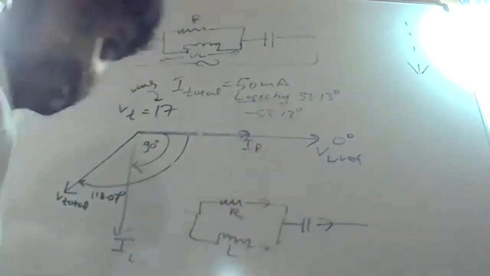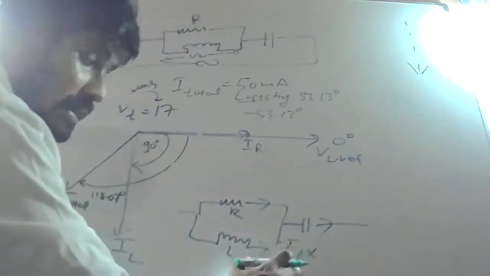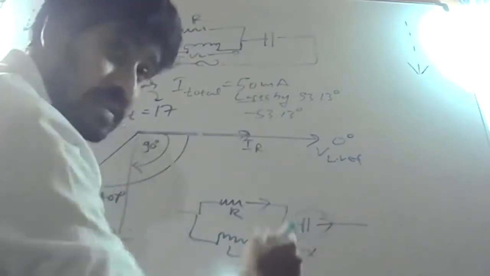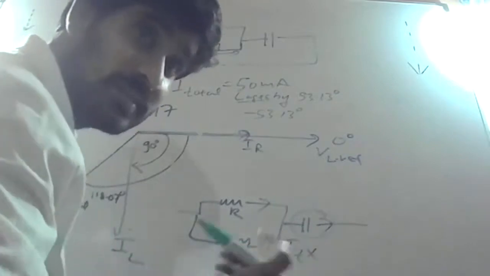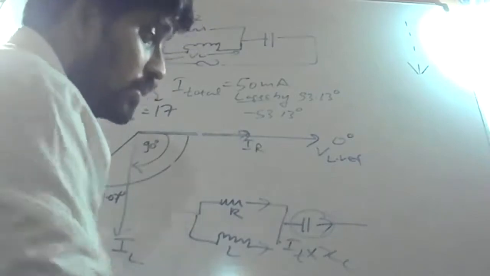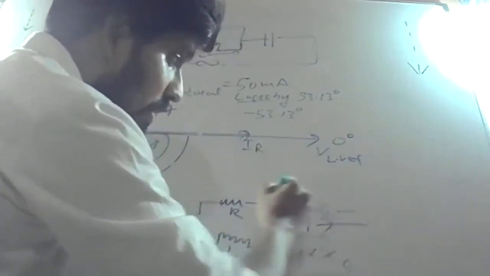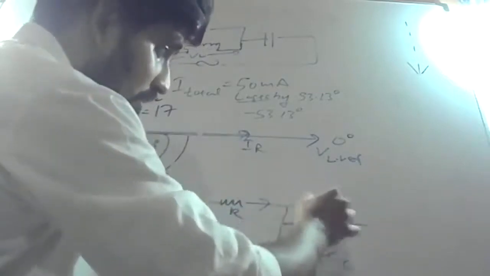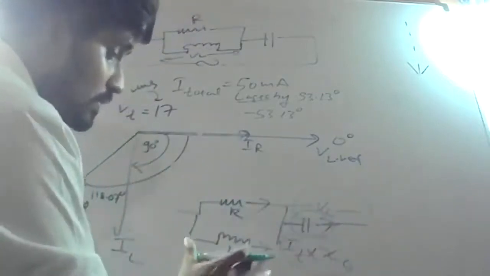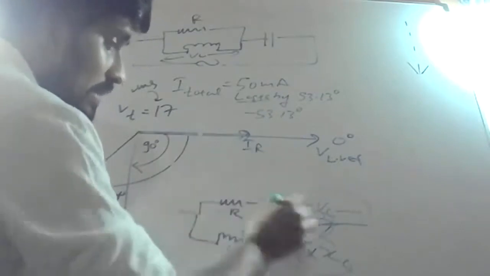So method number one: we know the total current, so you can multiply that current by the impedance of this component, which is something similar to the resistance, XC. From that, you can calculate the voltage drop across the capacitor. That voltage drop you can add with one of the voltage drops over there, either this one or that one.